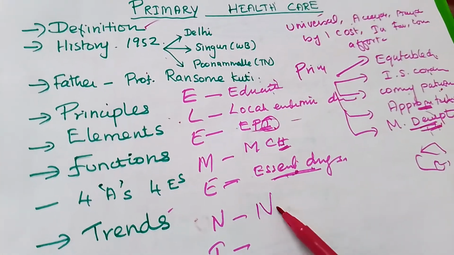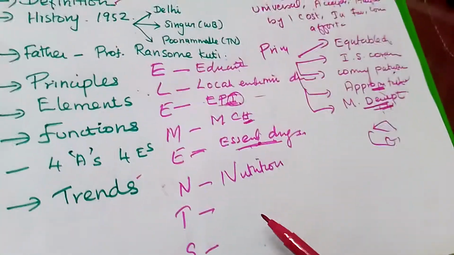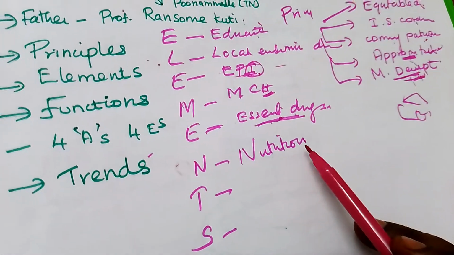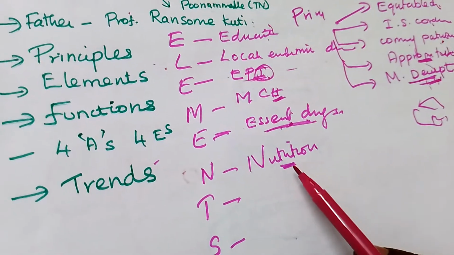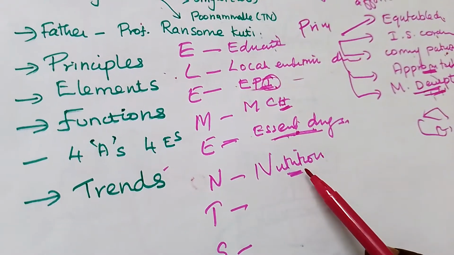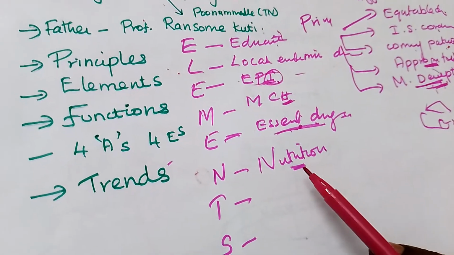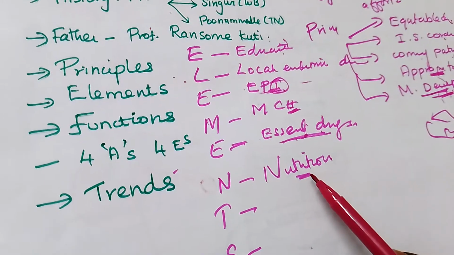Then the next one is nutrition. According to nutrition, there is supply of essential nutrition to the people, mainly concentrating on pregnant women. They coordinate with NGOs, non-governmental organizations, who provide the nutritional diet to the pregnant mother.